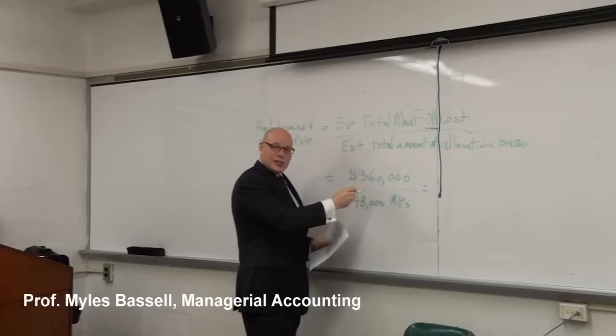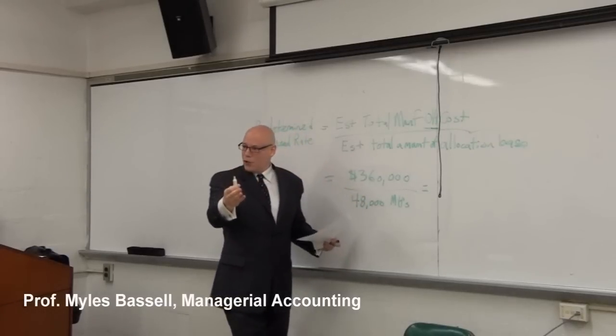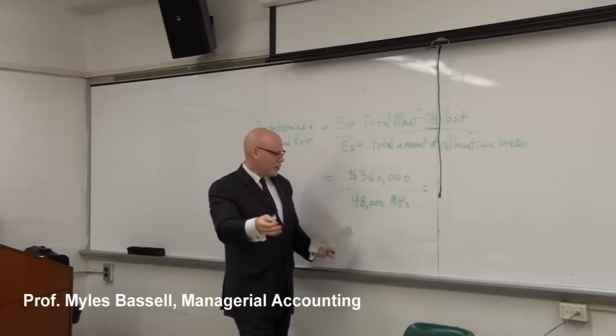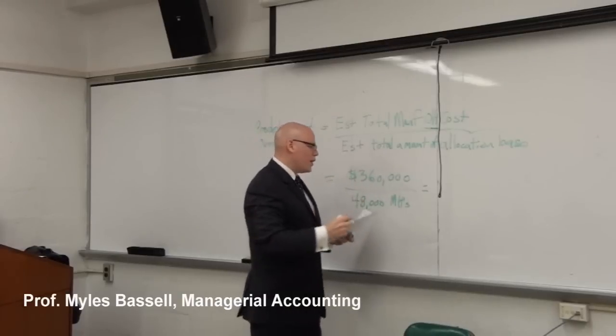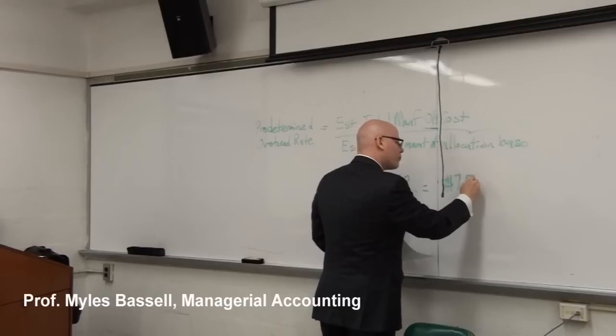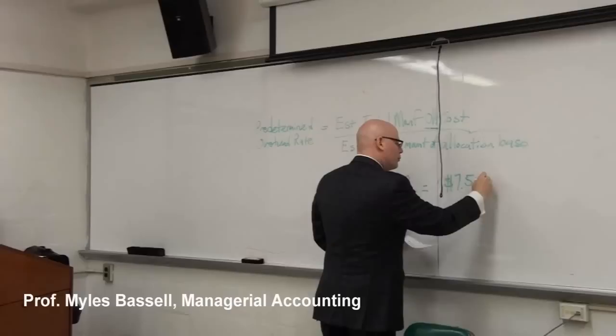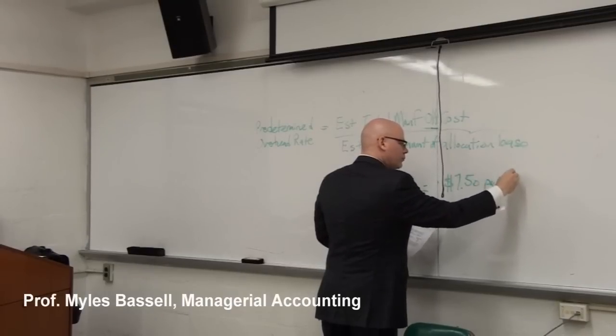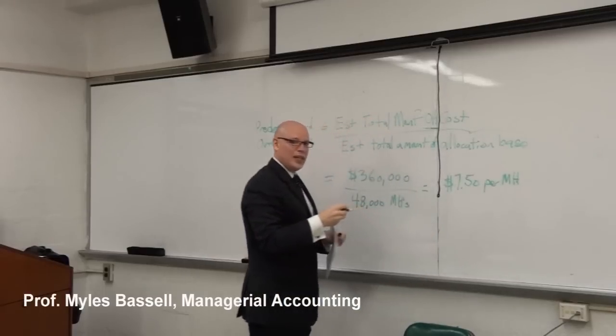When we divide the $360,000, which is our estimated total manufacturing overhead cost, by the number of hours, we get $7.50 per machine hour. MH is machine hour.